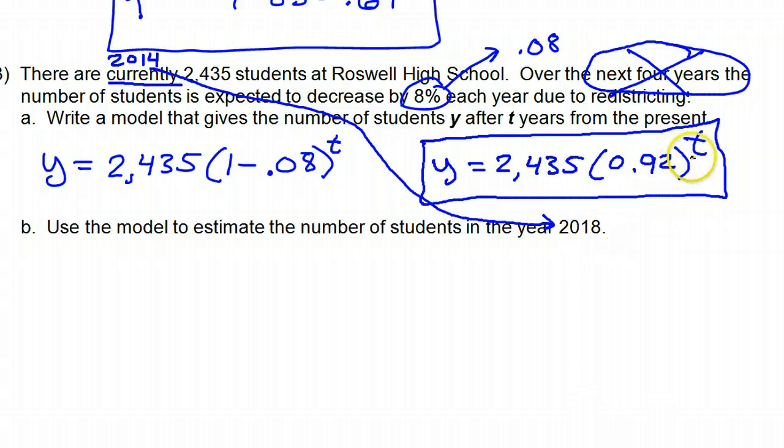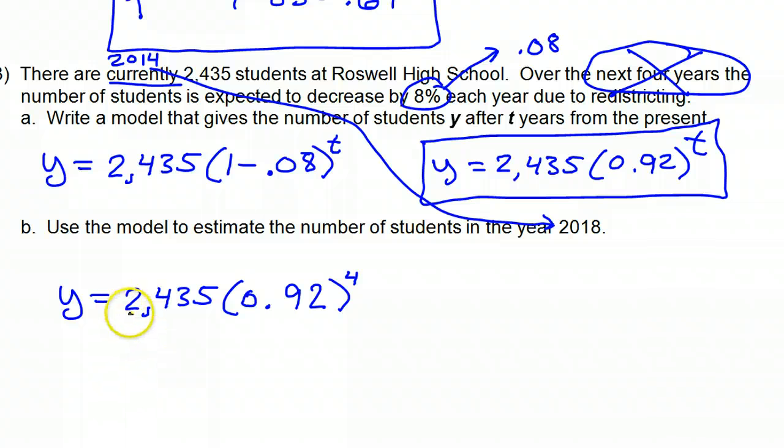So I'm about to put in 4 for t, but not because it said the next 4 years. That's irrelevant. The only reason why I'm using 4 is because 2014 to 2018 is 4 years. So anyway, if I put in 4 for t, that's how you do it. If we put this in our calculator, that should be it.